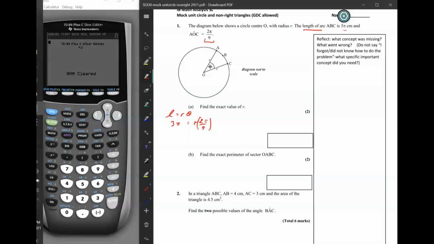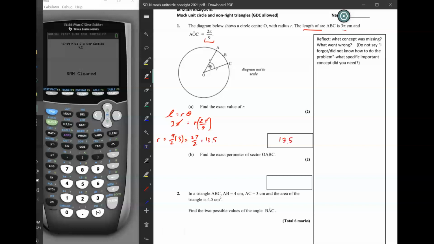Now all we're going to do is just solve for r. The pi's cancel out, so it's kind of convenient that the length of the arc had pi in it. And then we multiply both sides by 9 halves. So we get 9 halves times 3 equals r. And that would be equal to 27 halves, which is equal to 13.5. Didn't even need the calculator for that one.